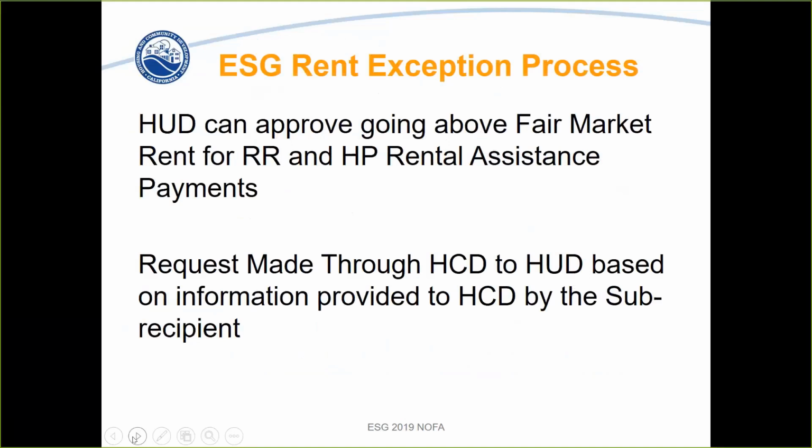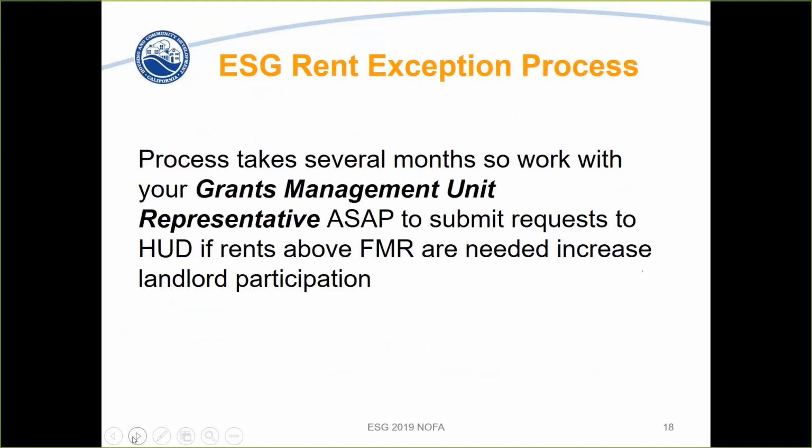Now I want to talk about the rent exception process. We've added this section in our presentation to make sure you have sufficient time to submit your request. If you are having a problem finding affordable rental units for your rapid rehousing and homeless prevention programs that meet FMR, then you can apply for a rent exception to HUD. The FMR rent exception request is made in writing to HCD. HCD will forward the request to HUD. HUD's decisions will be based on information provided in your letter. This process has been taking 6 to 9 months, so we encourage you to plan ahead for this.